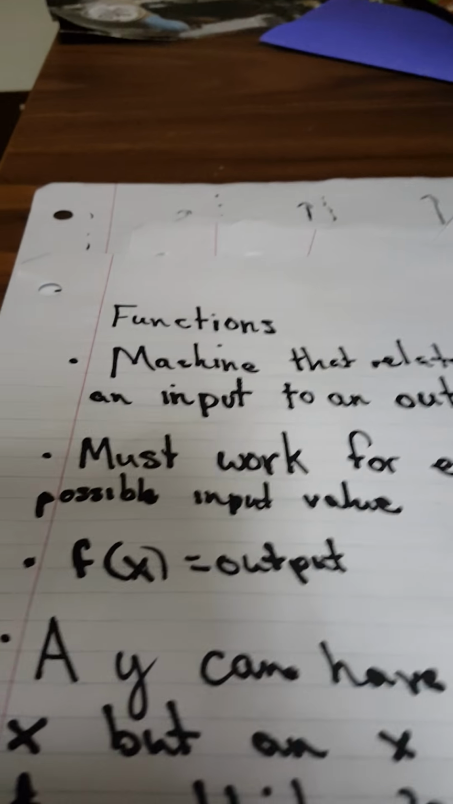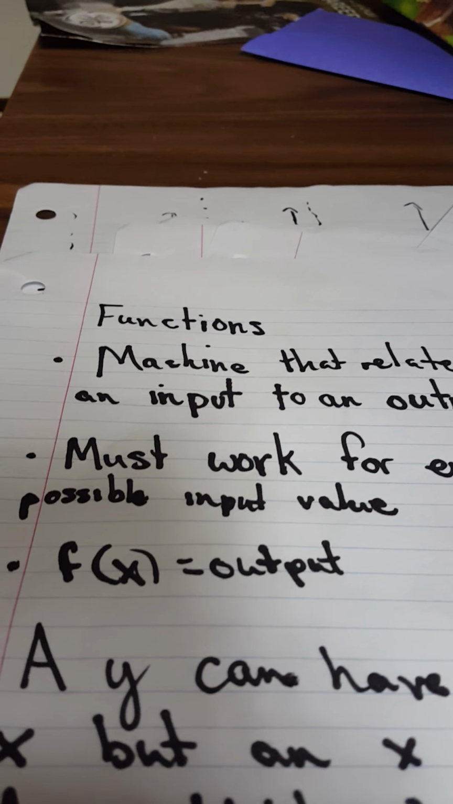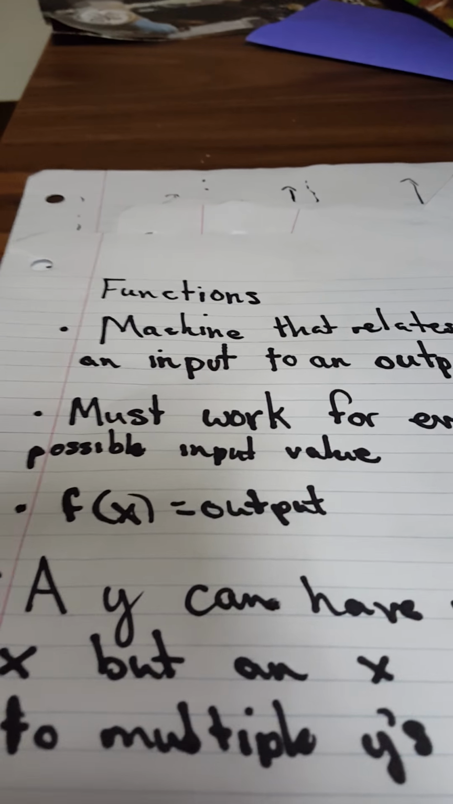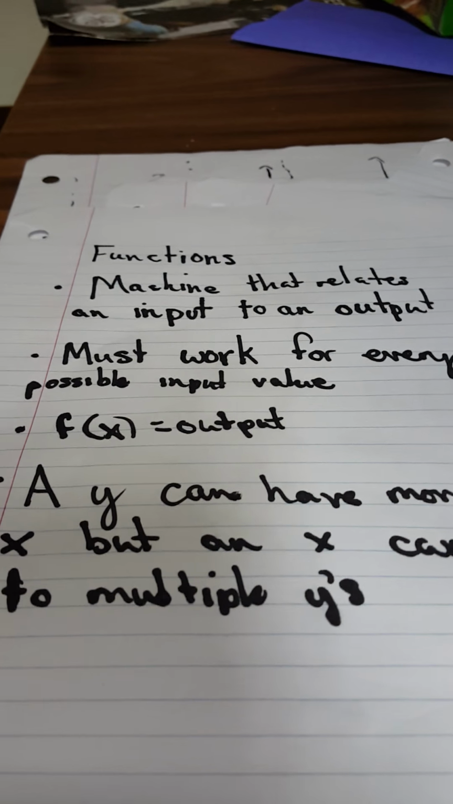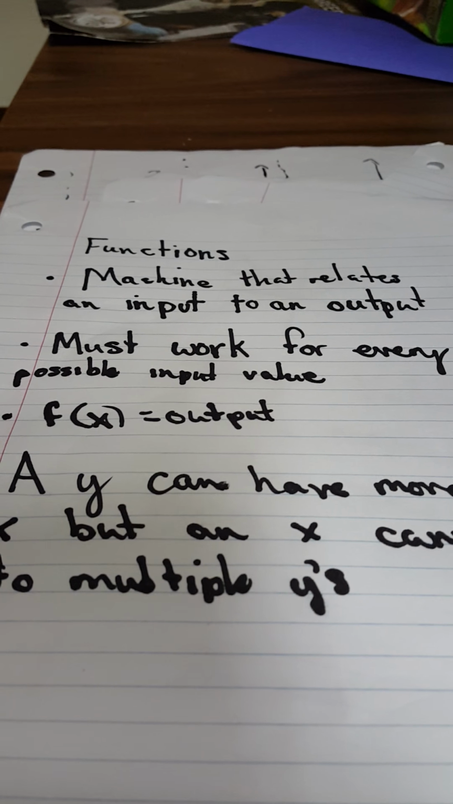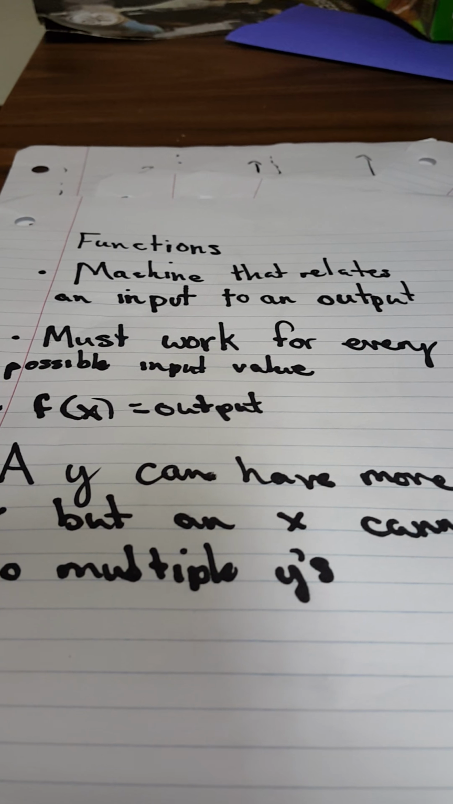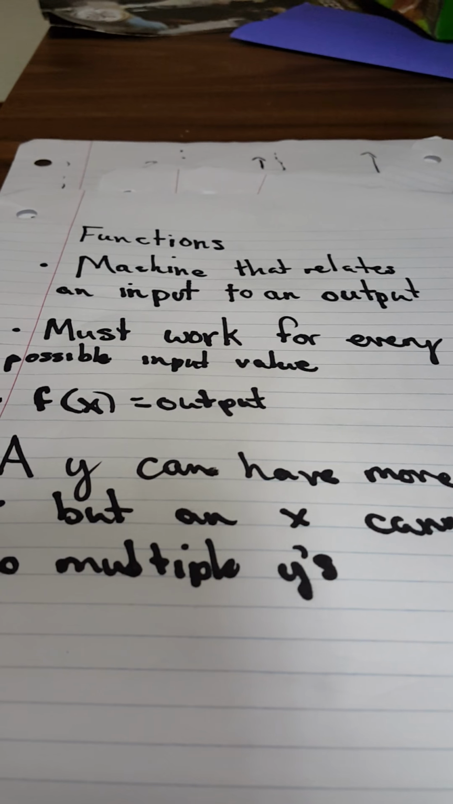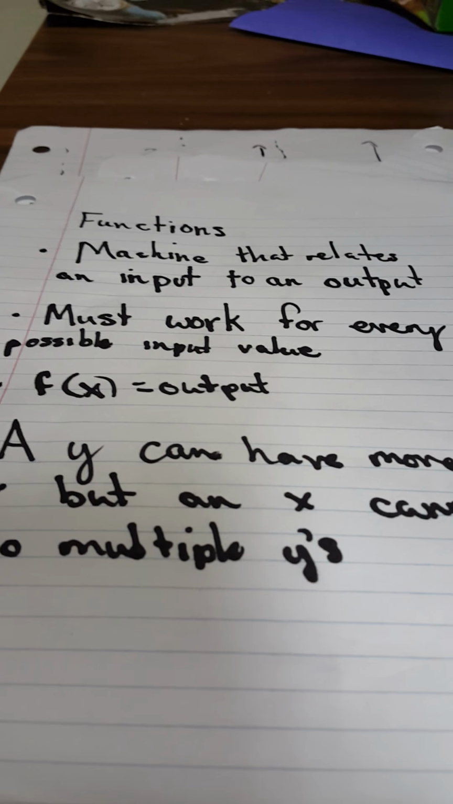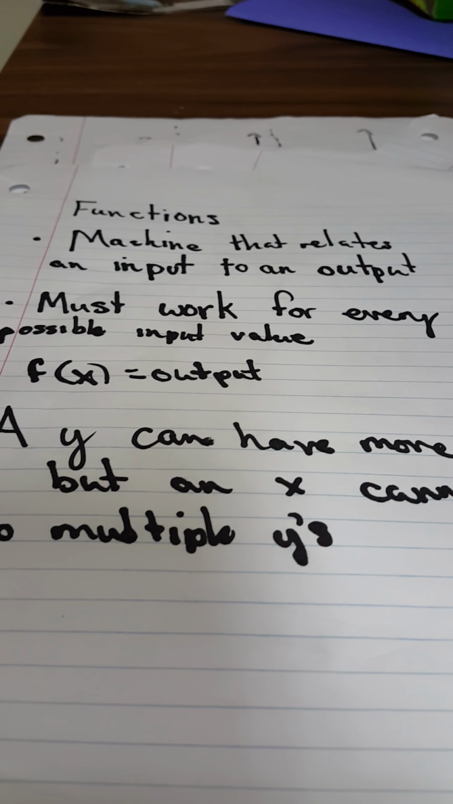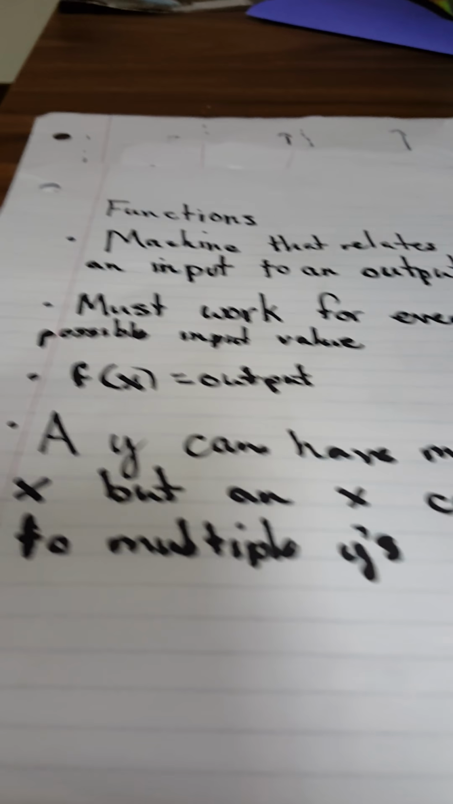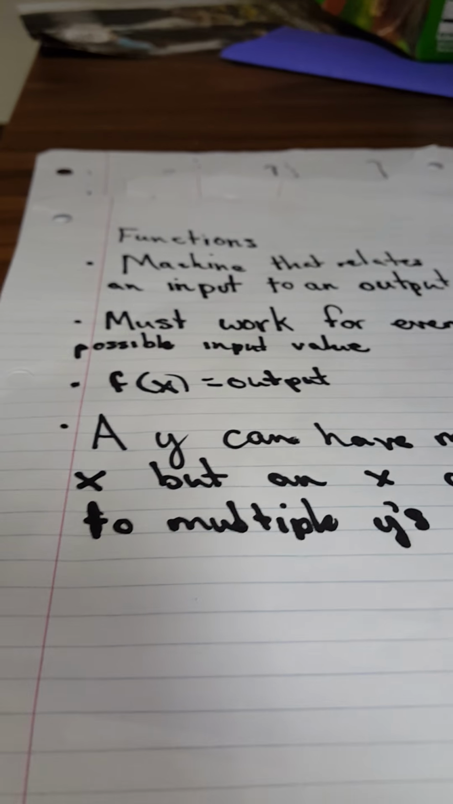And today we're going to be talking about functions. I want you to think about a function as a machine, a machine that relates an input to an output. Functions must work for every possible input value. And we commonly use function notation, which is f of x equals an output.